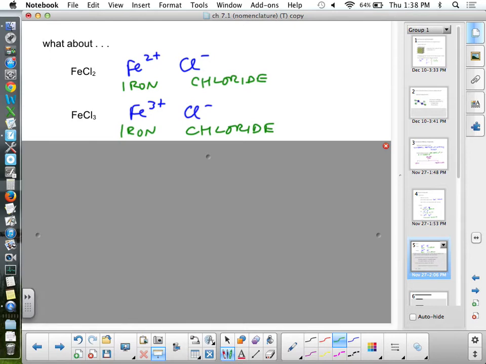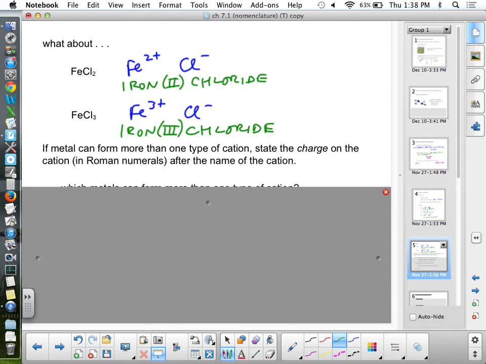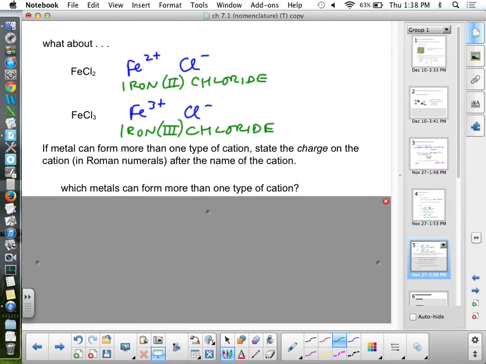So the way that we solve this problem is as follows. If the metal is capable of forming more than one type of cation, meaning cations with different charges, after the name of the metal, put in Roman numerals in parentheses the charge on the ion. Okay. So if the metal can form more than one type of cation, state the charge on the cation in Roman numerals after the name of the cation. So the first compound, FeCl2, would be named iron(II) chloride. The second compound would be named iron(III) chloride.